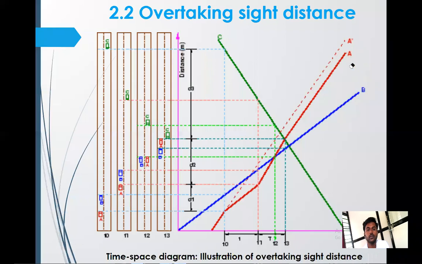So now we have seen what the t0, t1, t3 time periods are, and during that time period how vehicle A overtakes vehicle B. It is shown in this diagram. This diagram is known as time space diagram. Take a screenshot of this diagram, or else if you want, draw this diagram. This diagram shows the complete overtaking activity.